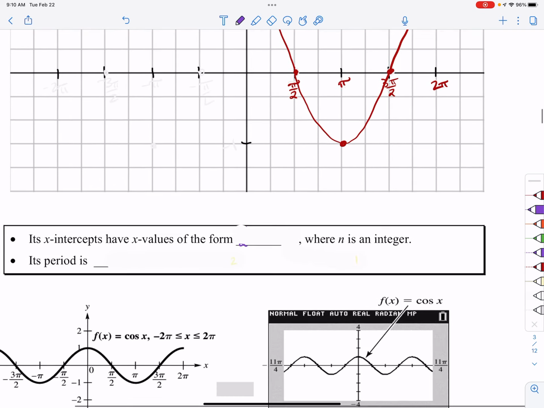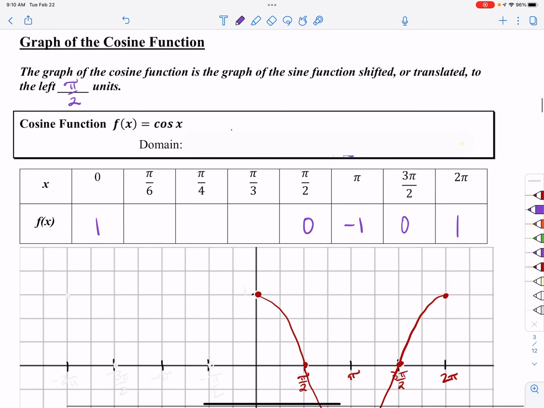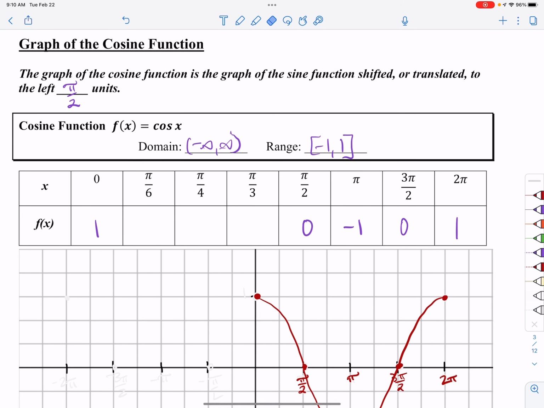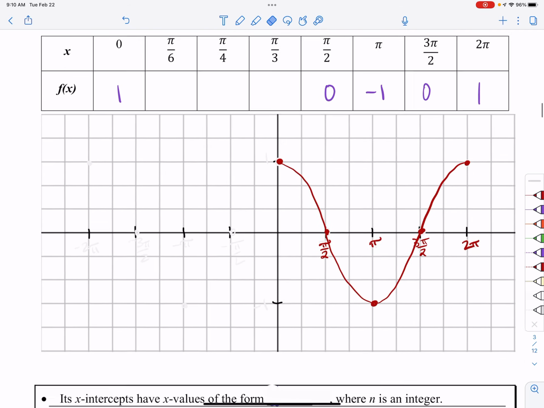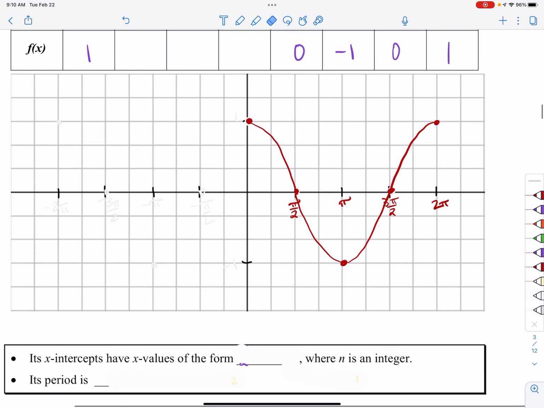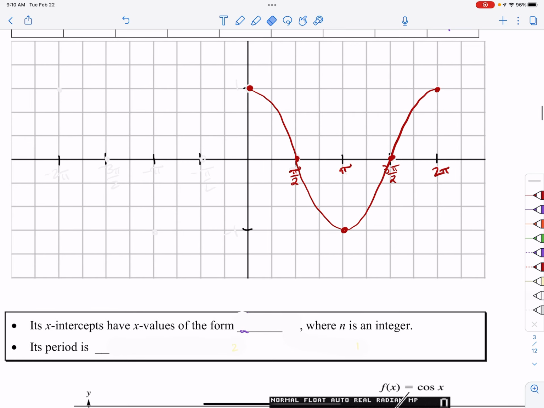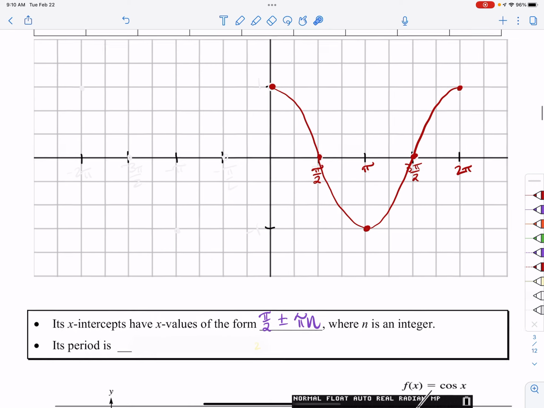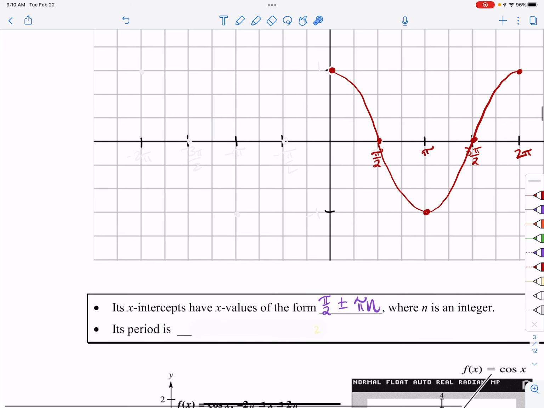They're just shifted. Domain and range here. Again, my domain is going to be all real numbers because it can keep going, and my range is going to be -1 to +1. My x-intercepts this time start at pi over 2, and then they occur every pi after that. So pi over 2 plus a whole pi lands me at 3 pi over 2. If I add another whole pi, it'll land me at the next x-intercept. The period, once again, is 2 pi.